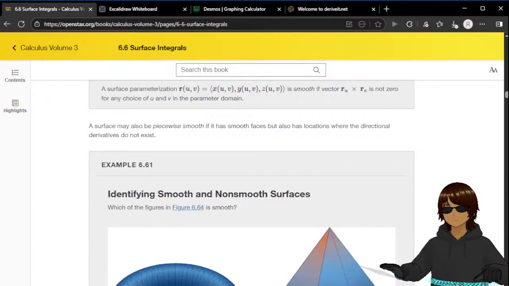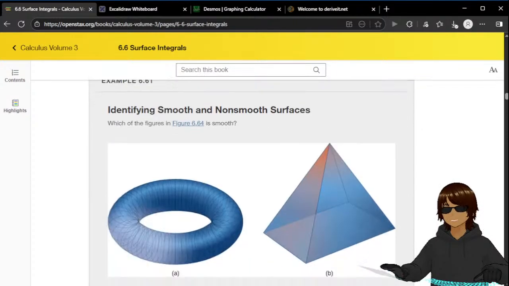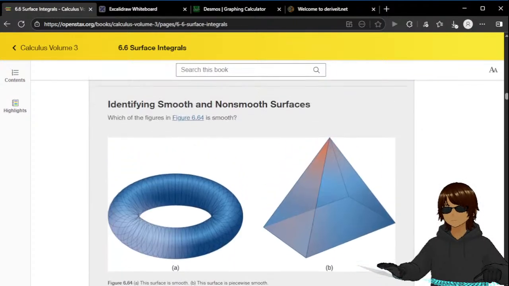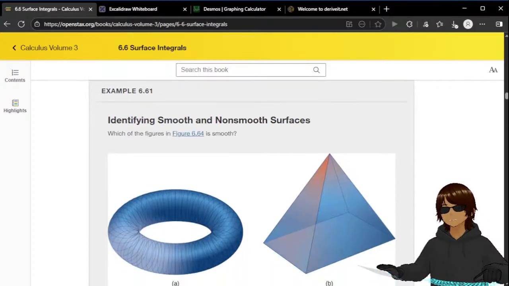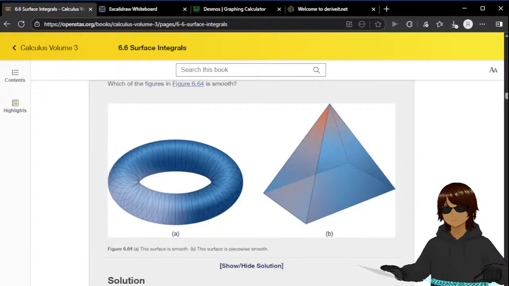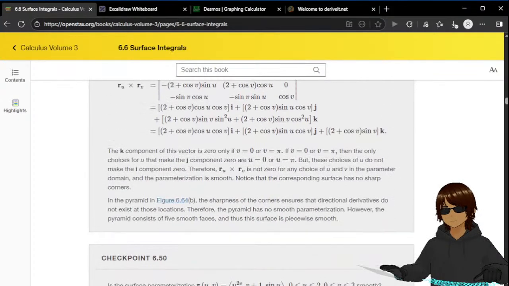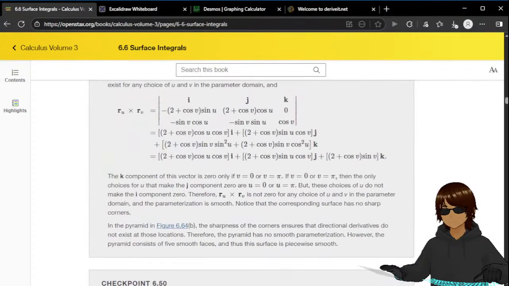A surface may also be piecewise smooth if it has smooth faces, but also has locations where the directional derivatives do not exist. Okay, this is smooth and this is not smooth. This over here is piecewise smooth because it has directional derivatives which do not exist on the corners. The sharpness of the corners ensures that directional derivatives do not exist at those locations.